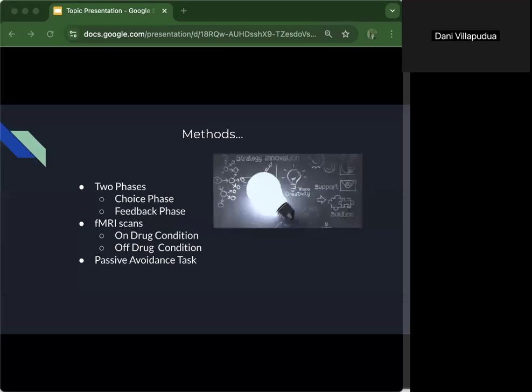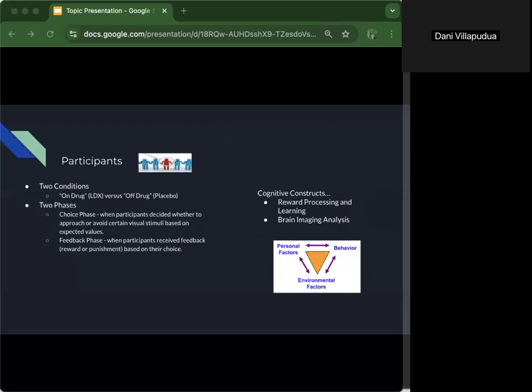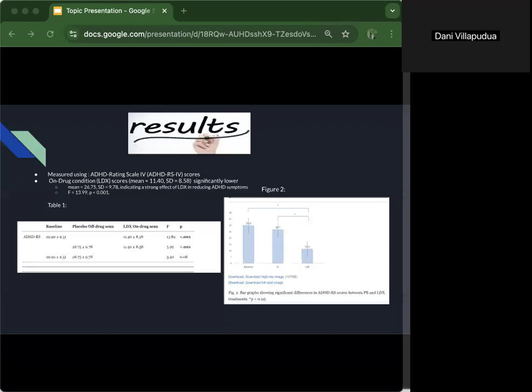So participants underwent two fMRI scans, one after a 4-week on-drug phase and the other during a placebo phase. And ADHD symptoms were also tracked using the ADHD rating scale. The PA task measured reward-related learning and brain imaging focused on areas like the striatum and frontal cortex, which are all tied to reinforcement and reward processing. So researchers examined whether LDX increased brain activation in these pathways and whether this correlated with symptom improvement.